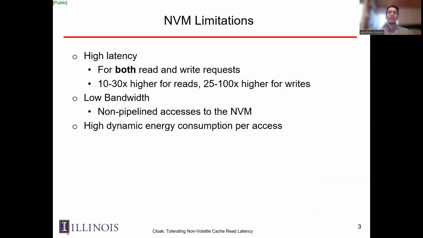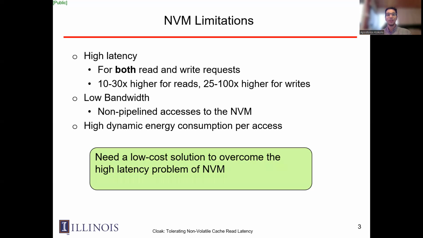However, NVMs have some important limitations. Their access time is characterized by high latency for both read and write requests. Manufactured memories report 10 to 30 times higher latency for reads and 25 to 100 times higher latency for writes. Moreover, they have lower bandwidth because their access to the NVM data array is non-pipelined. And also, they have higher dynamic energy consumption for access. This means that we need a low-cost solution to overcome the high latency problem of NVM.